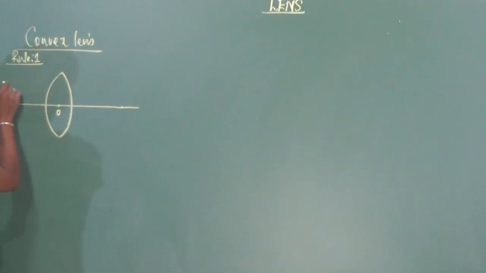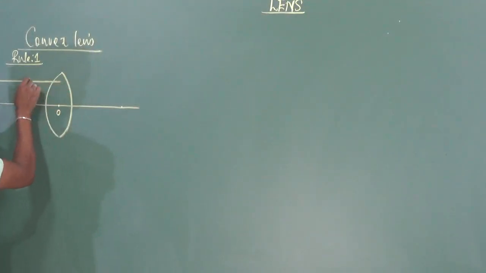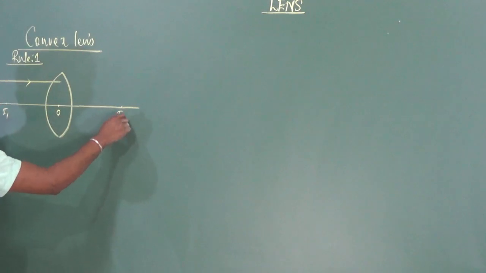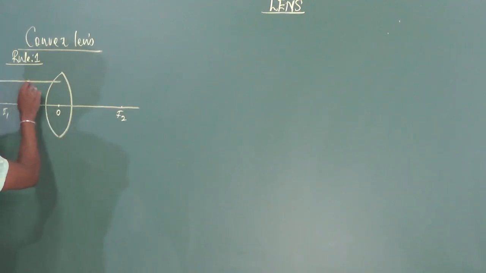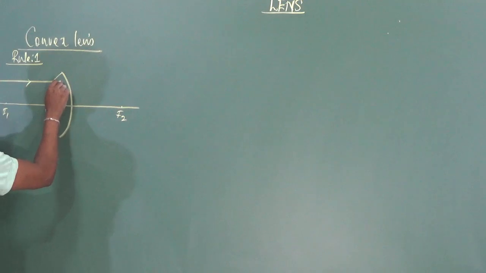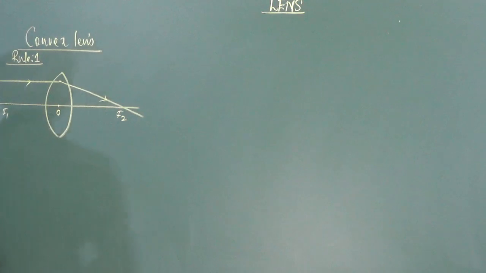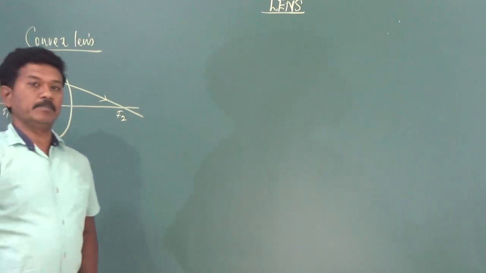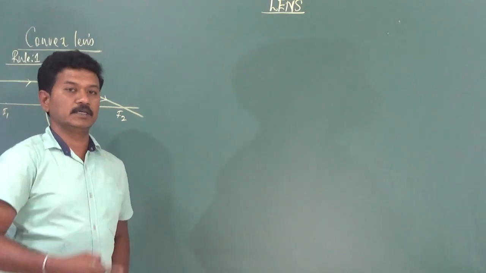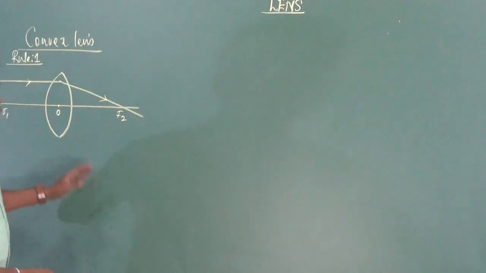In case of a convex lens, if a ray is traveling parallel to the principal axis, okay, this is taken as F1 and this is F2. The light ray, after traveling parallel to the principal axis and after refraction in the lens, is going to pass through the principal focus. This is what happens in a convex lens. If a light ray traveling parallel to the principal axis is incident on the lens, after refraction, the refracted light ray is going to pass through the principal focus.